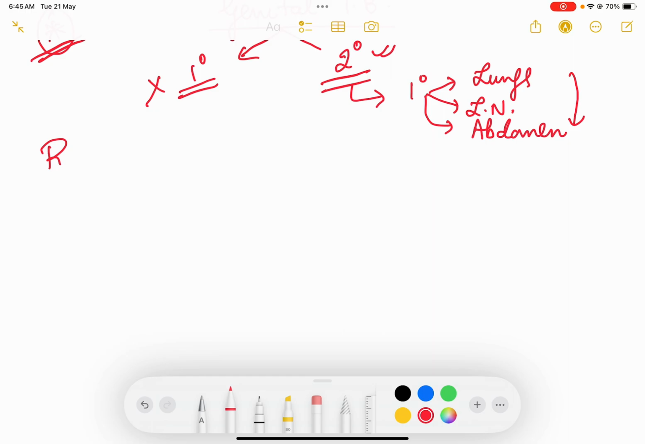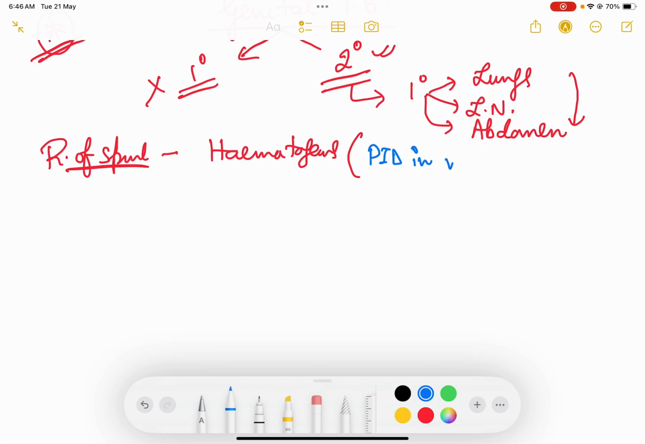So what is the route of spread? The route of spread is mostly hematogenous. Remember this. And where does it come from? Most commonly hematogenous spread mostly from the lungs, lymph nodes and abdomen. Okay, and most commonly PID in virgin girls, meaning unmarried girls, will be the most common cause.